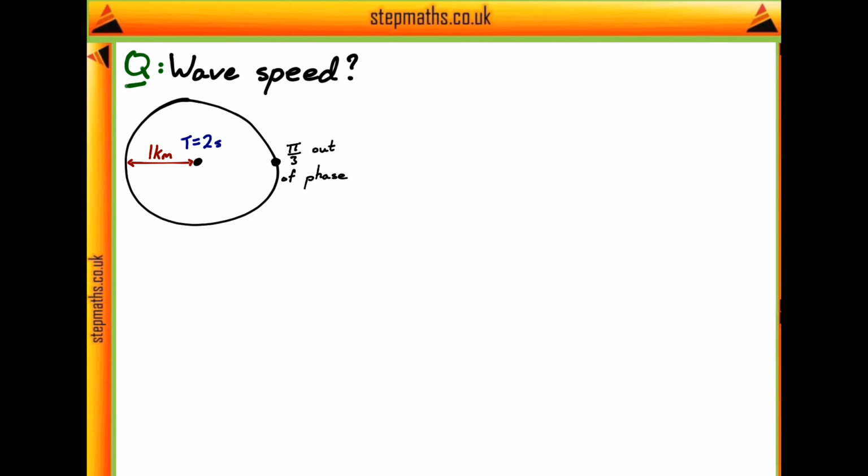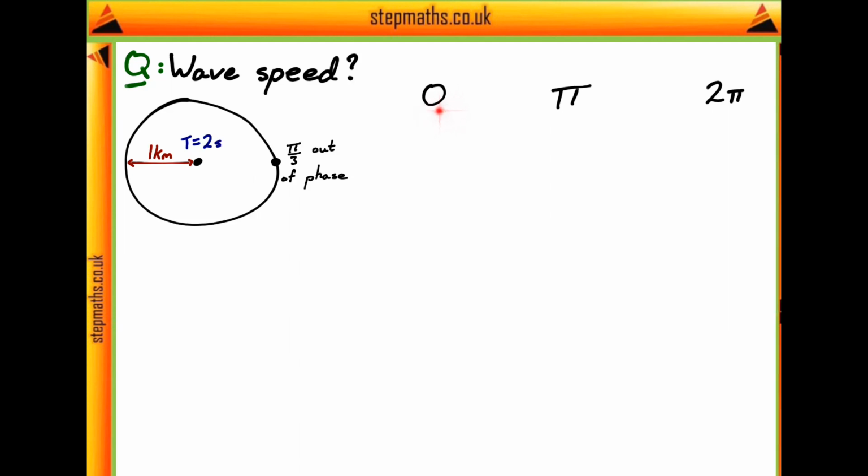So to go about solving this question, perhaps the best thing to do is to try and think about what this pi/3 out of phase actually means, what the phase difference actually means of a wave. So to do this, the best thing to do is probably to consider some important phase differences. So let's put some up now.